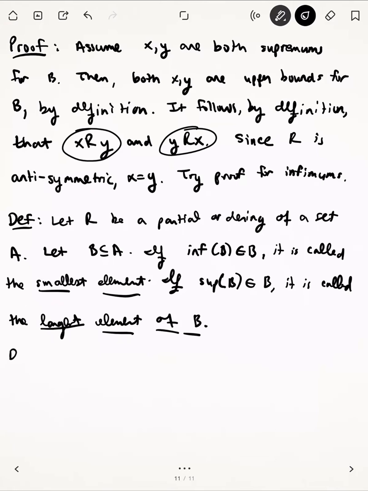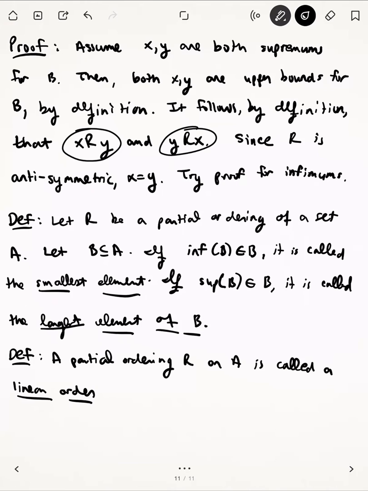So now another definition. We've talked about partial orderings for some time now, basically this whole lecture. We're getting close to the end here, and we can get a little bit more structure. Remember when I started this lecture, I talked about the greater than or equal to relation, which had this comparability property to it, right? So a partial ordering R on A is called a linear order or total order.